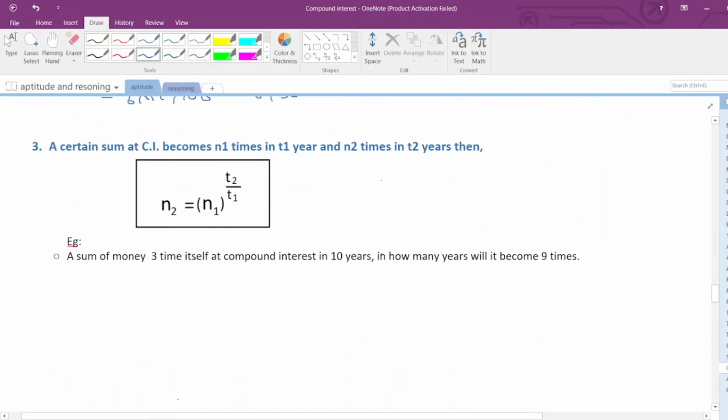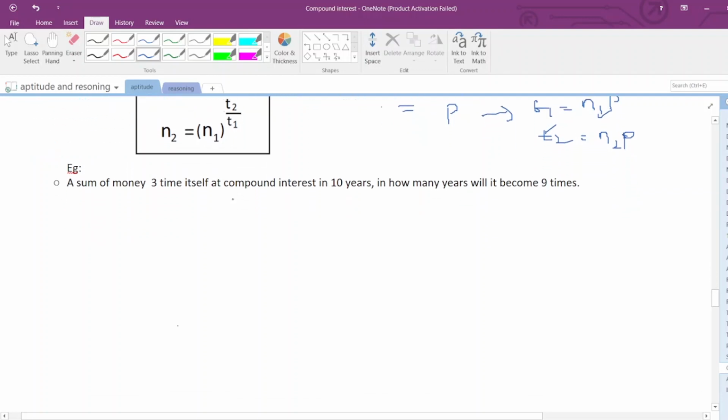See, a certain sum at compound interest becomes n1 times in t1 years and n2 times in t2 years. On a compound interest basis, a particular principal, in t1 years becomes n1 times, n1 into P, and in t2 years becomes n2 into P. So in that case, we have unknown factors n1, n2, t1, t2, 4 variables. For that case you can directly use this formula: n2 is equal to n1 whole to the power of t2 by t1.